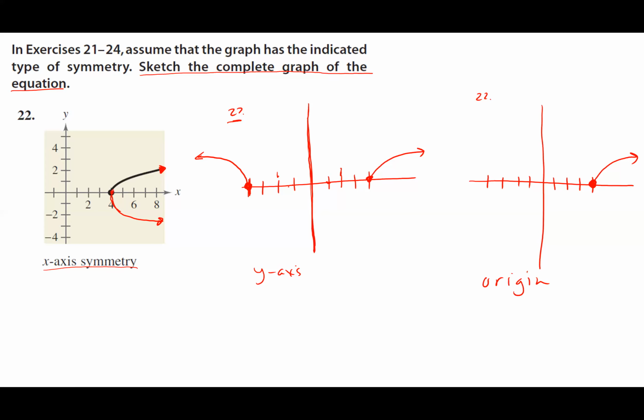So if this is (4, 0), let's say this is (5, 1). Notice this guy is going to be (5, -1). Are we good? It's this whole concept of the y's changing places.